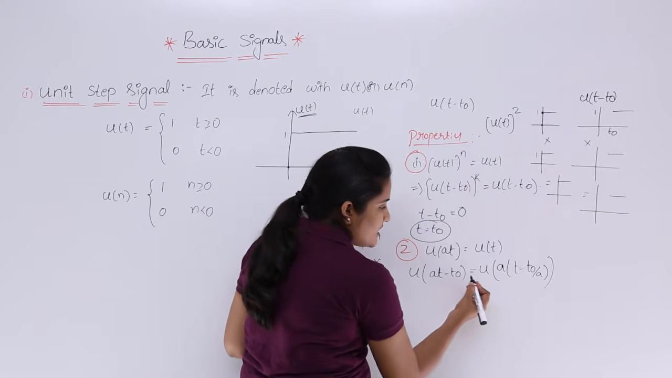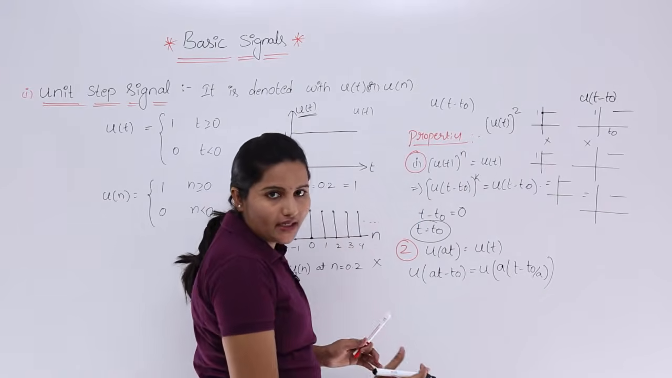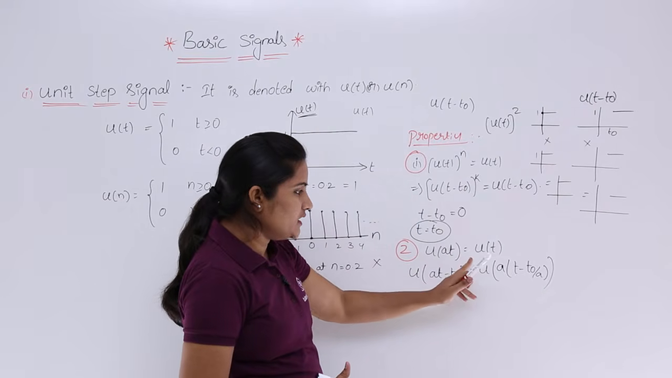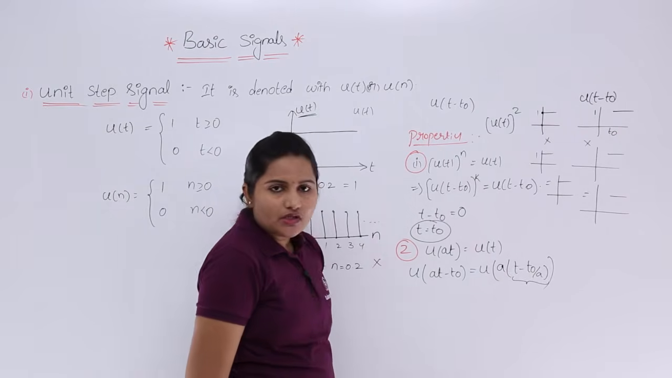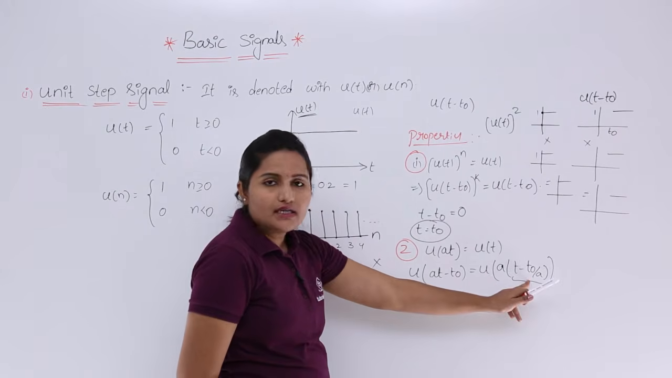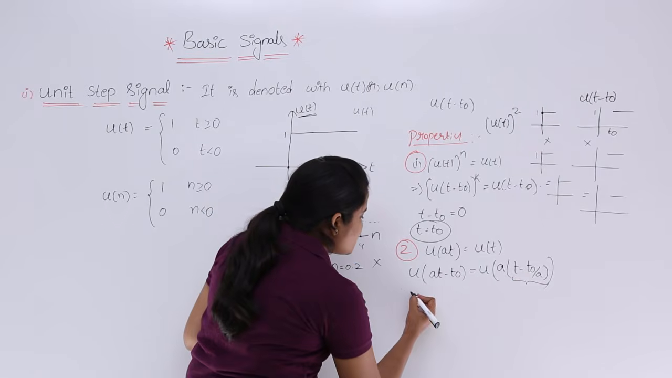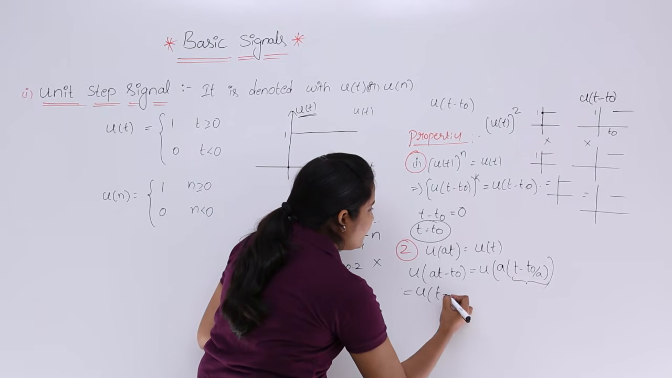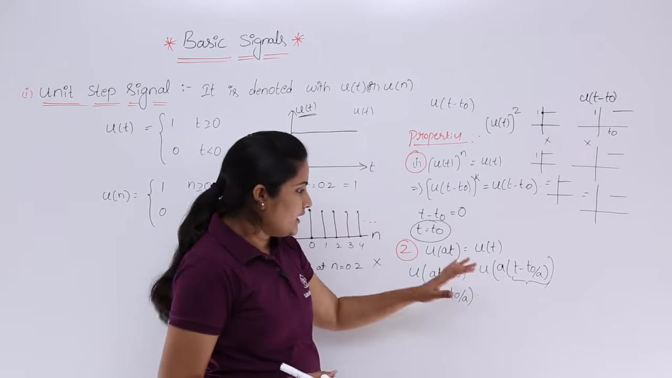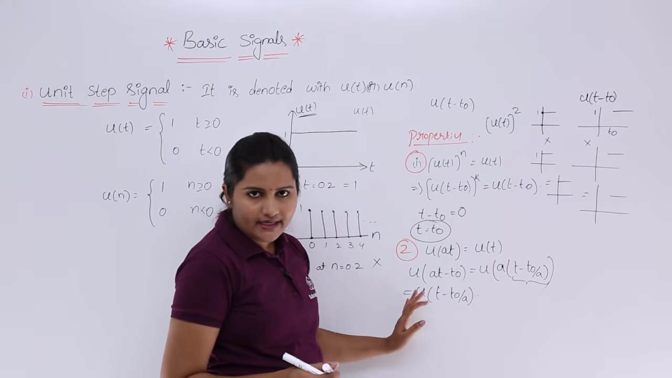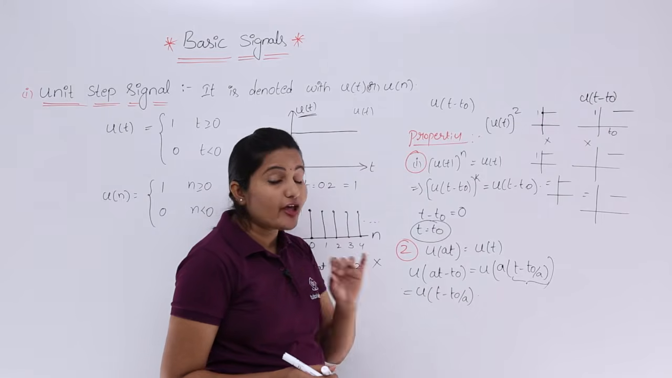So here, as the time scaling property won't work for u of at, this is the total time with shift. So u of at is equivalent to u of t means this is equivalent to u of t minus t naught by a. So like this you can write. This is one of the properties, the second property of unit step. This is very very important.